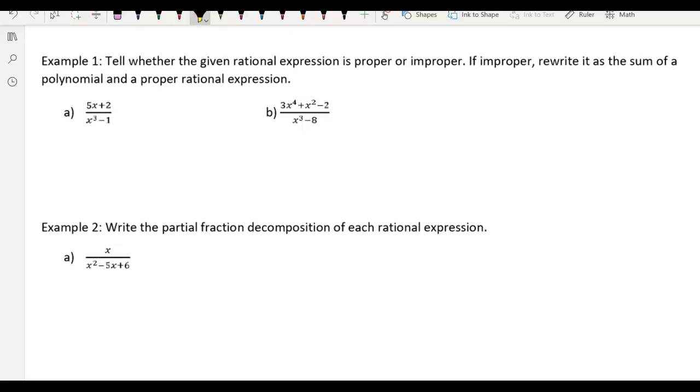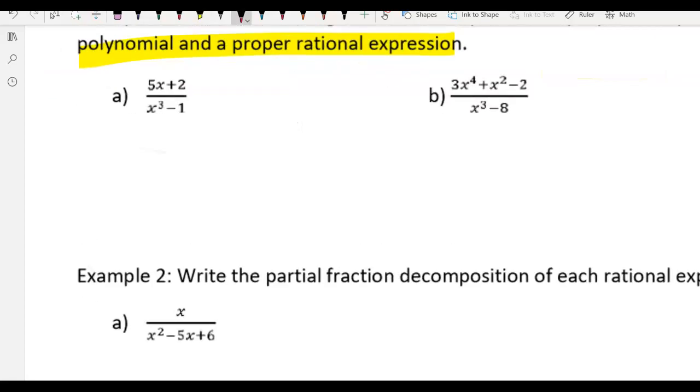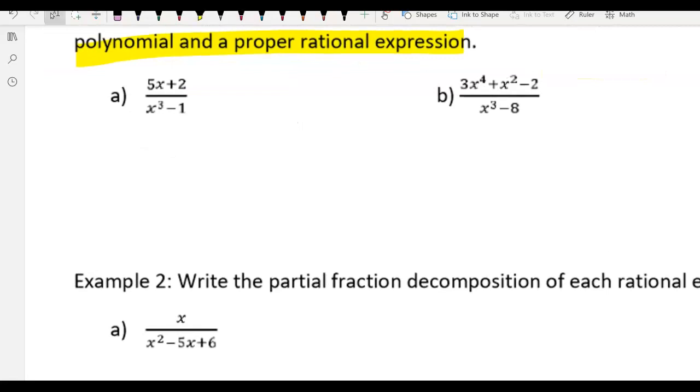Good. So we have to say if it's proper or improper. If improper, then we have to rewrite it as a sum of a polynomial and a proper rational expression. So for example 1a, we need to find the degree.